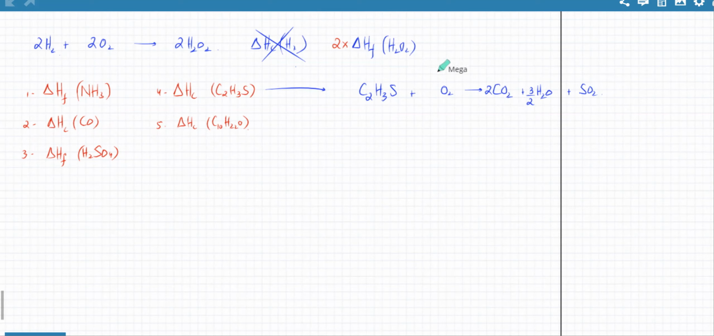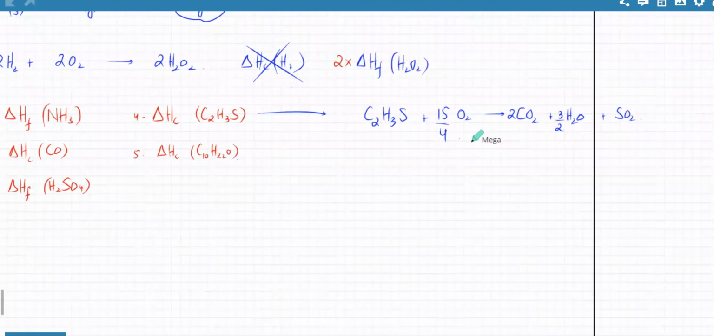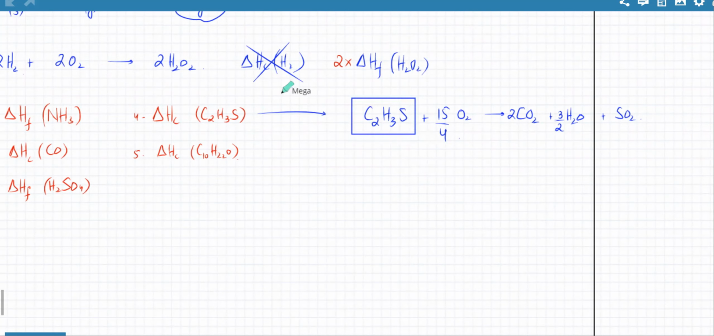So O2 over here would be 7.5 divided by 2, or 15 divided by 4. So this one came out to be in a lot of fractions, 3.75, because you had to keep this 1 mole. When you talk about enthalpy change of combustion, this has to be kept as 1 mole, which is why everything else had to be in fractions then. Okay, is this clear?